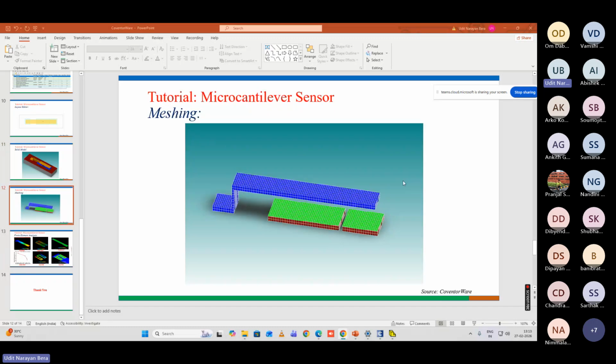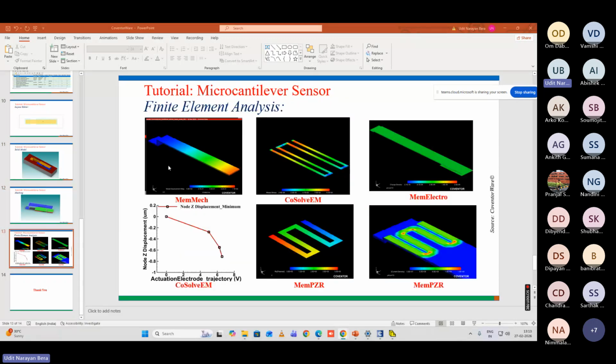After meshing, we go for the different solvers. Of course, all the solvers have their own different boundary conditions. When you work on it, you will be used to it. Right now, it might look like the boundary conditions are not so friendly, but once you work with it, it will be very easy. So with that, you will get the solver results, and then you can match them with your conventional formulas.